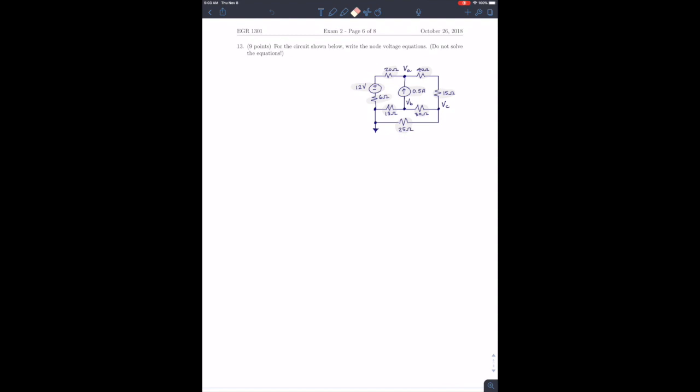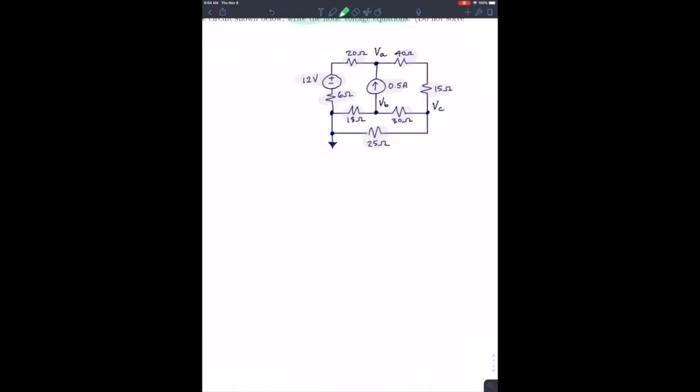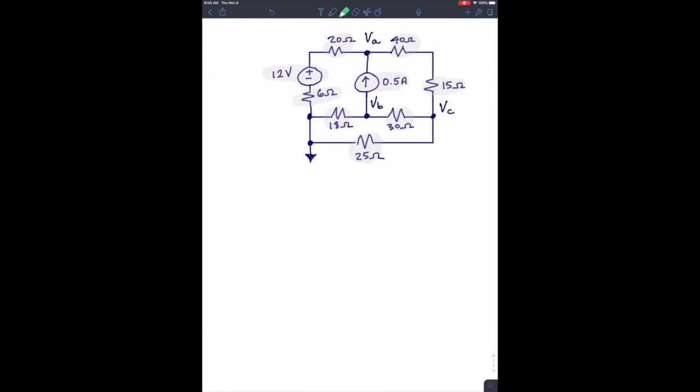Here's a video solution of problem number 13 from exam 2, Engineering 1301, fall 2018. In this problem you're asked to write the node voltage equations at each of the nodes shown in the circuit below. Okay, and so we're looking at this circuit.